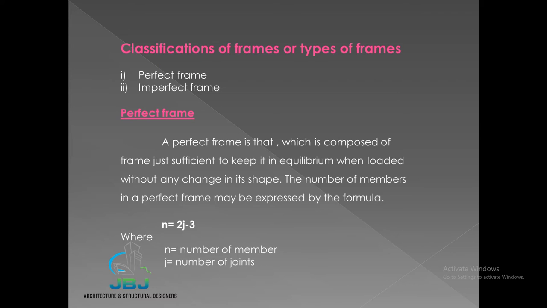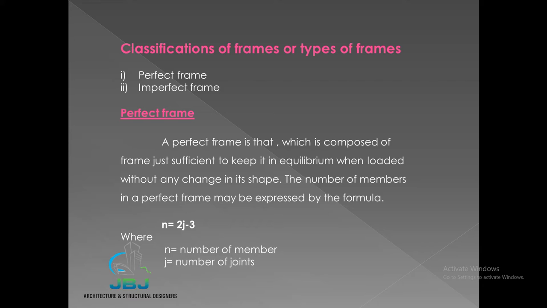Again, we can also classify frames into two types. One is the perfect frame, second is the imperfect frame. A perfect frame is nothing but, just read this definition very carefully, a frame composed of just sufficient members to keep it in equilibrium when loaded, without any change in its shape.